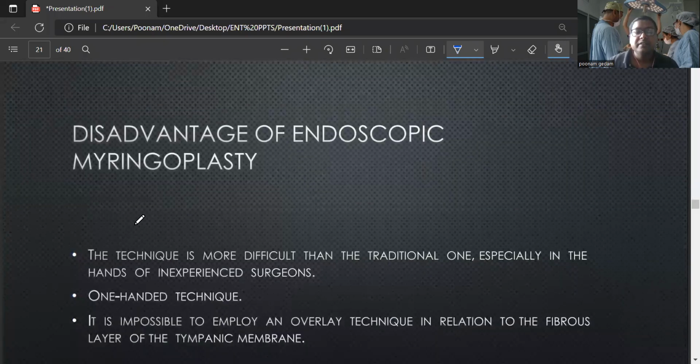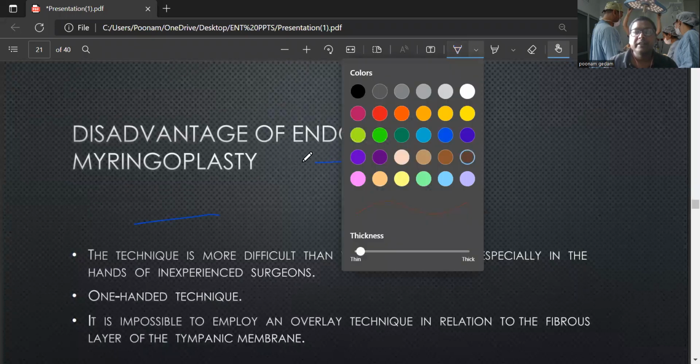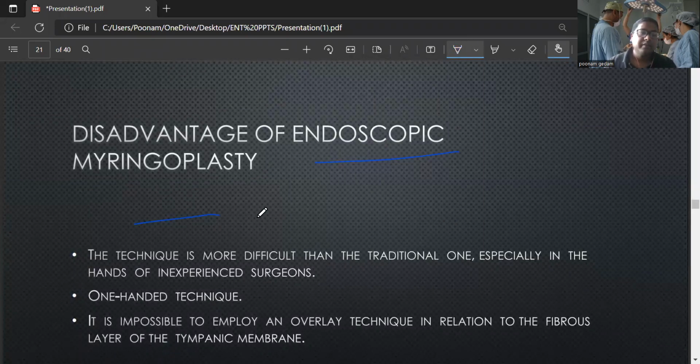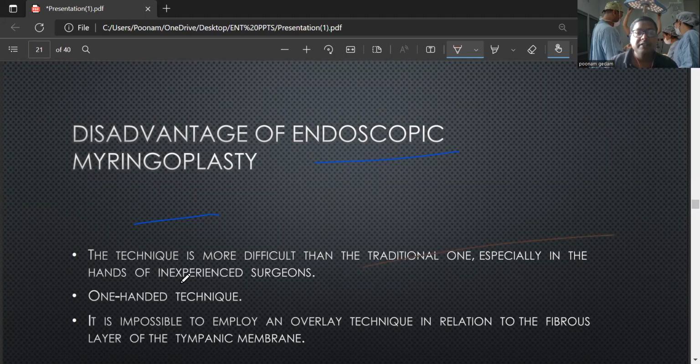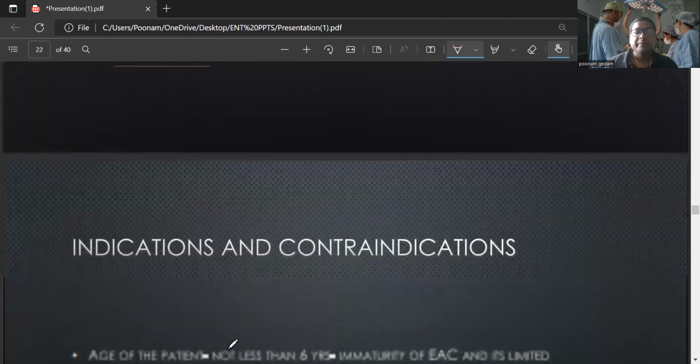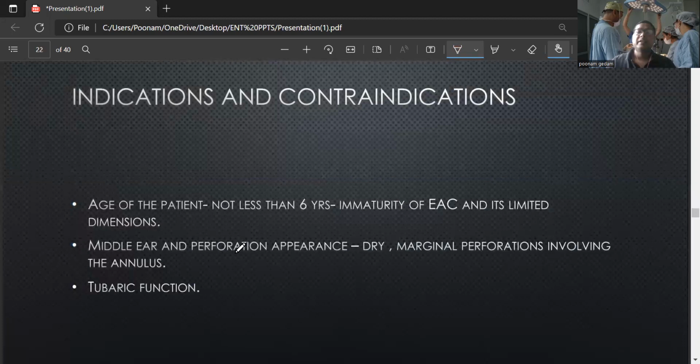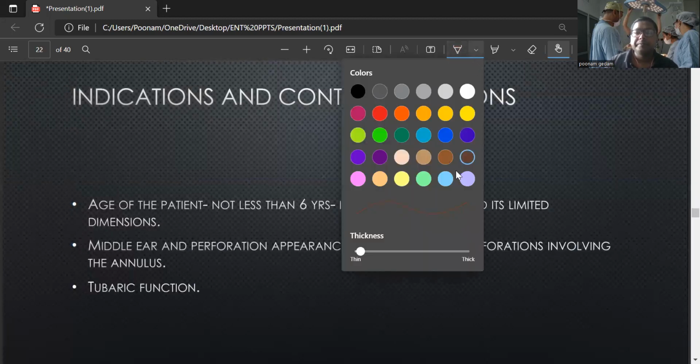So disadvantages. What are the disadvantages of this endoscopic myringoplasty? The technique is more difficult than the traditional one, especially in the hands of inexperienced surgeons. So remember this: one-handed technique. It is impossible to employ an overlay technique in relation to the fibrous layer of the tympanic membrane. Indications and contraindications. So, what are the indications of endoscopic tympanoplasty?